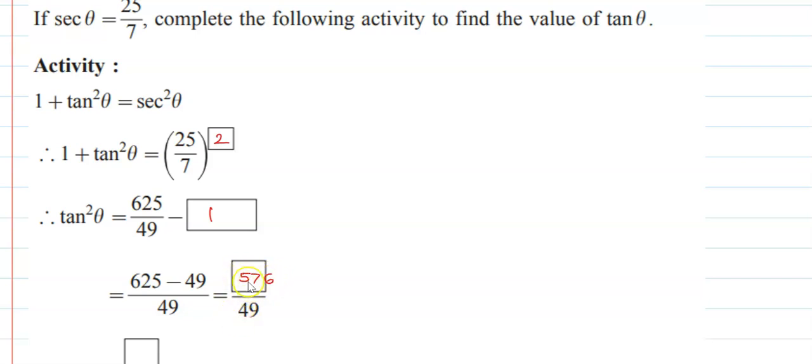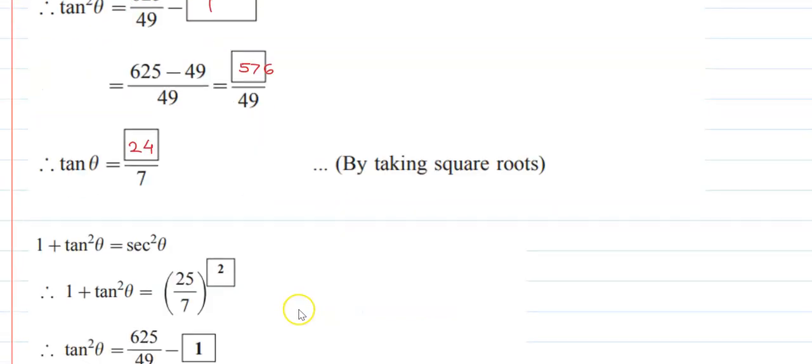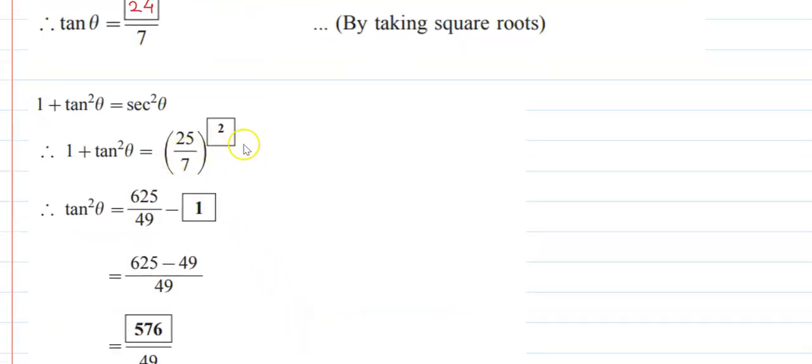576 upon 49. Therefore, tan square theta is equal to 576 upon 49. Taking the square root, you will get 24 upon 7.